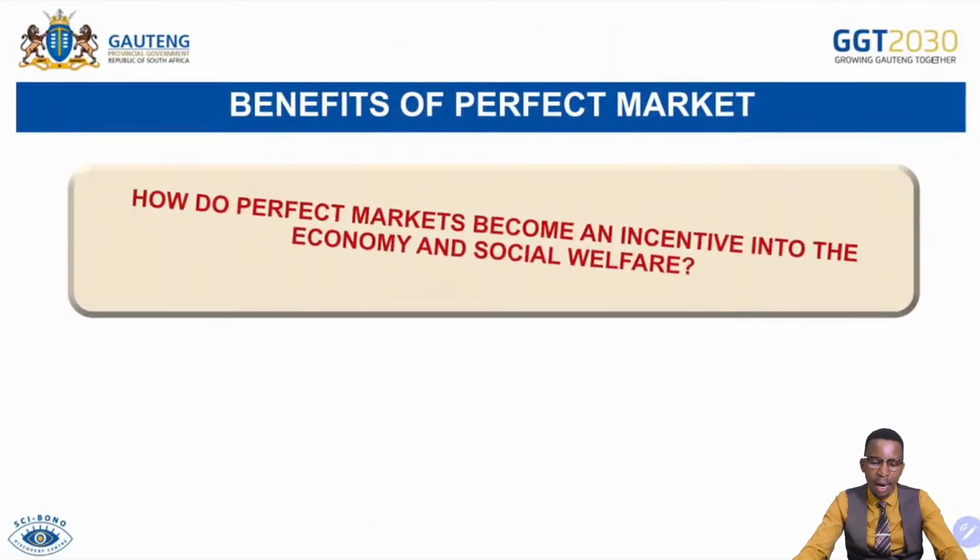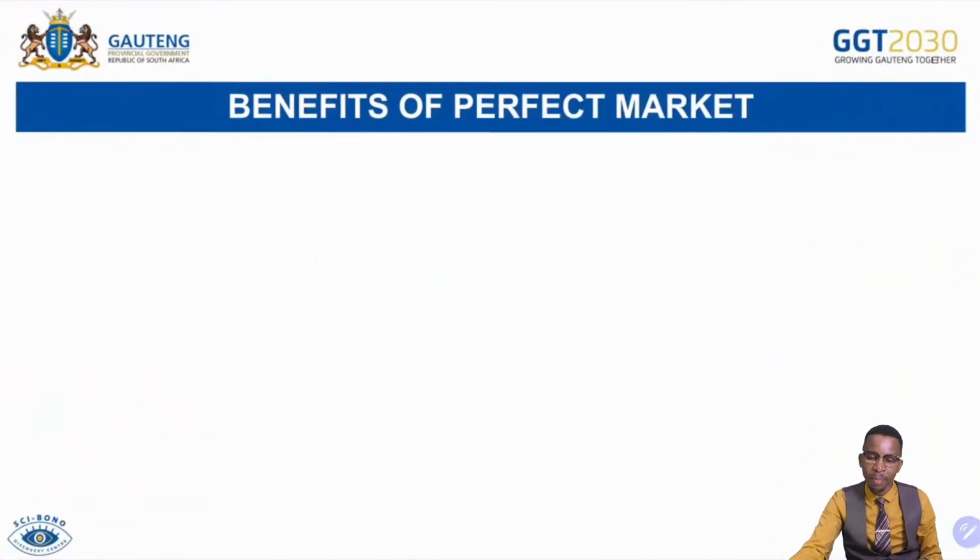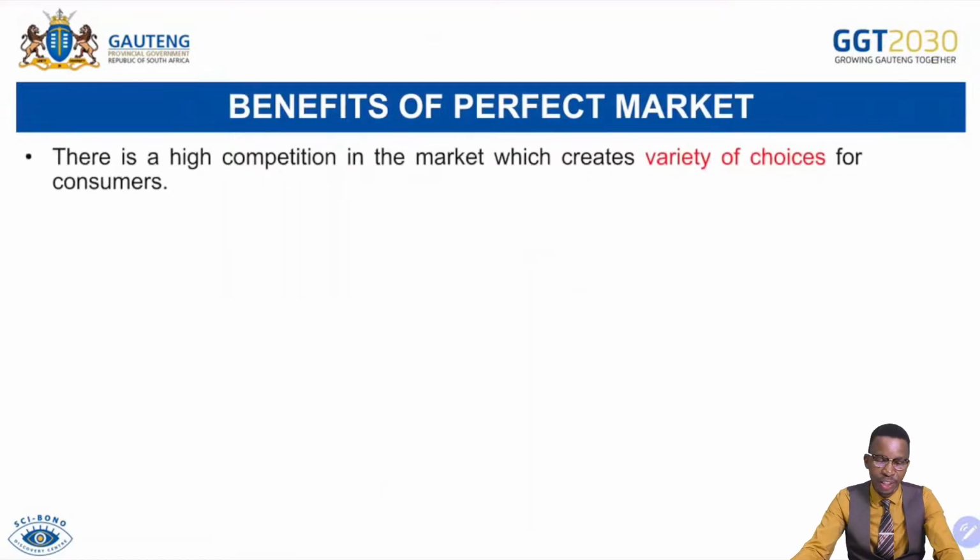Then, benefits of the perfect market. We check how the perfect market becomes an incentive to the economy and social welfare. Since we have the perfect market, how does it benefit the economy and the wellness of the society? Let's check the advantages. We are looking for the advantages of perfect market now. You can come across such a question.